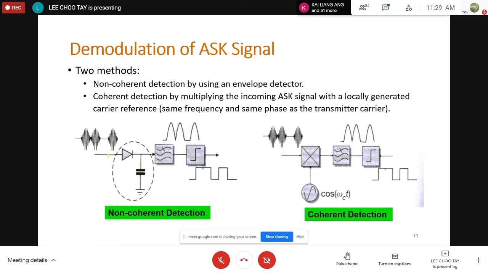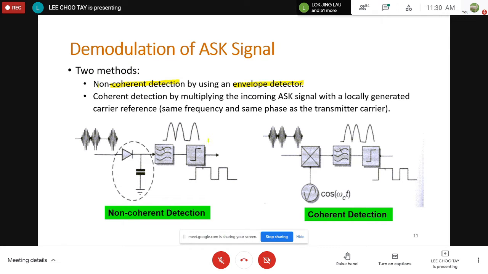Okay, then to recover the ASK signal, basically there are two methods, same as our amplitude modulation. So the first one is non-coherent detection by using an envelope detector. Again, you can see this is very similar to AM. So the incoming signal passes through a diode in combination with a capacitor, that will produce only the positive pulse. All right, no more negative. And then you pass it through a low pass filter that will remove the high frequency carrier, leaving only the envelope. So the envelope basically represents our digital information.